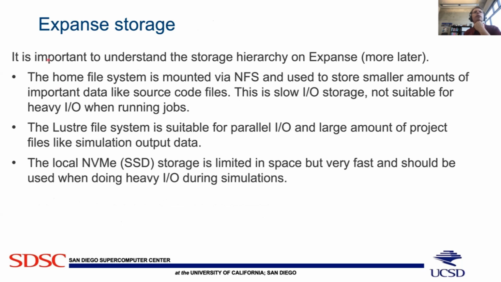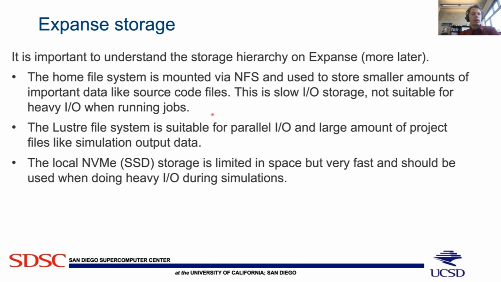So I'll have some more details about that, but because it's important, I put it on here explicitly. It's important to understand the storage hierarchy on Expanse. The home file system, like I said, is mounted by NFS, and it's used to store small amounts of important data like source code files, for example. And so this is relatively slow I/O storage. It's not suitable for heavy I/O when running jobs. Keep that in mind. So just don't read and write a lot to your home directory.